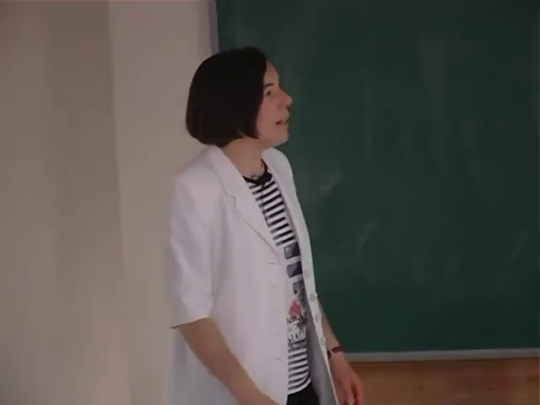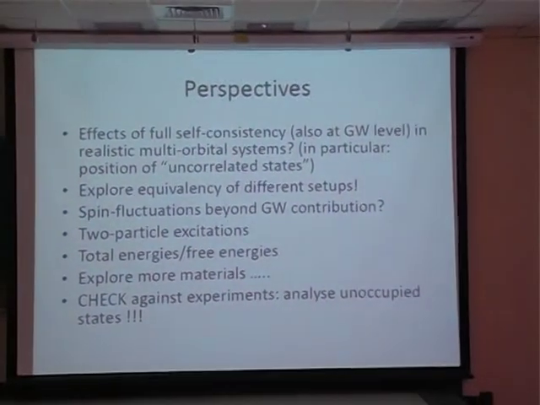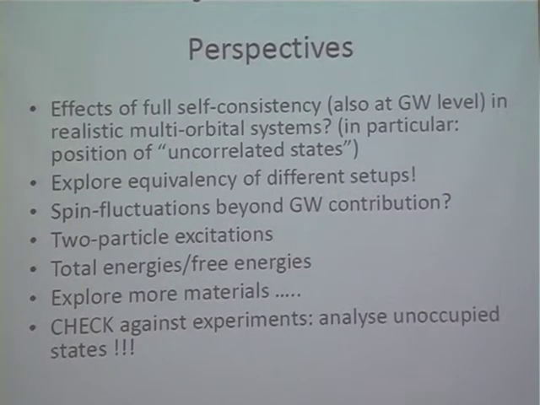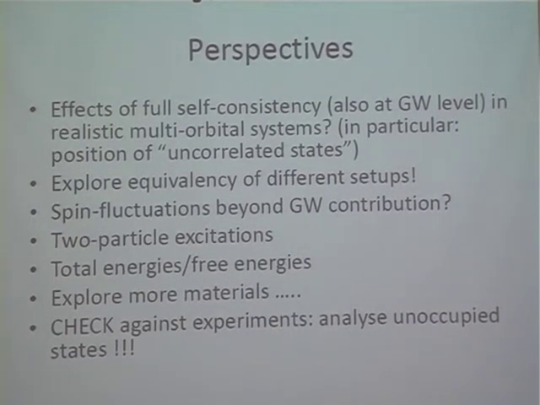Okay, so I covered already large part of what I put now under the perspectives. It will be very interesting to push this further to look at full self-consistency, not only in the simple case of one orbital models, but really at a multi-orbital level, and to see what happens then in realistic systems. In particular, as I said, with the uncorrelated states, do we push down the oxygen p states sufficiently if we calculate them in a GW that knows about the strong correlation in the T2G shell or not?